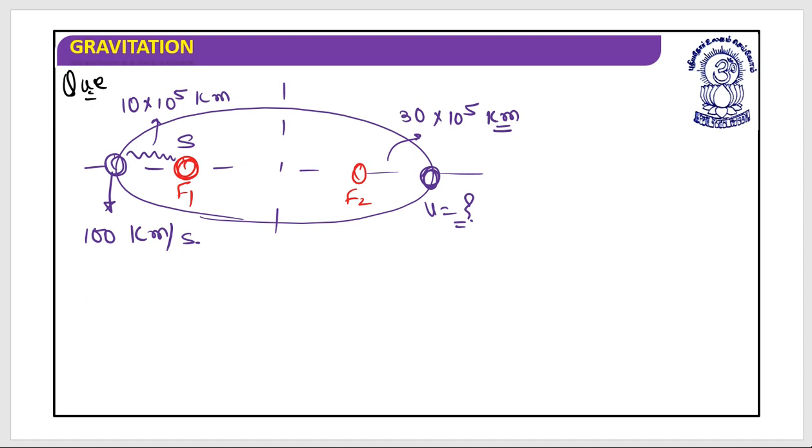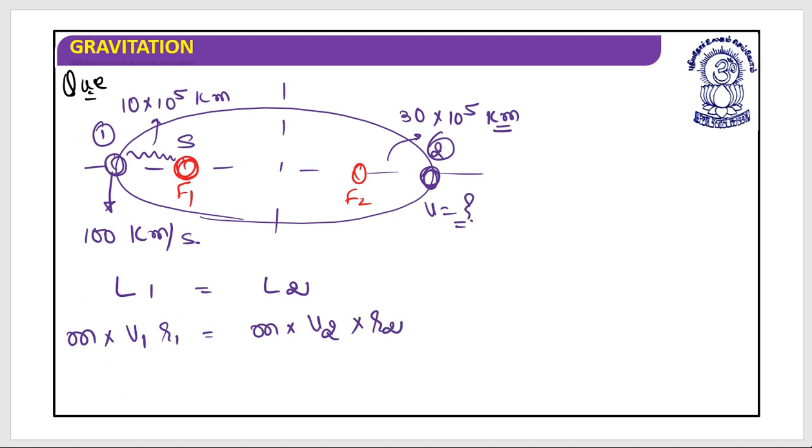So what I understand is that let's call this the first point, this the second point. Angular momentum at the first point is equal to angular momentum at the second point. So it's m into v1 into r1, which is equal to m into v2 into r2. The mass m cancels out.